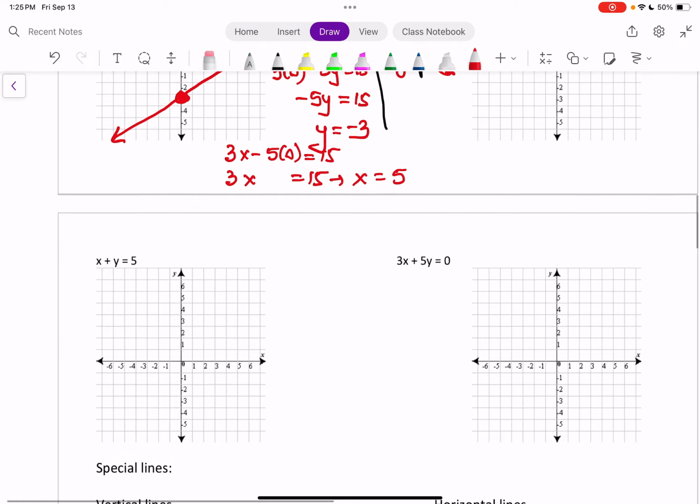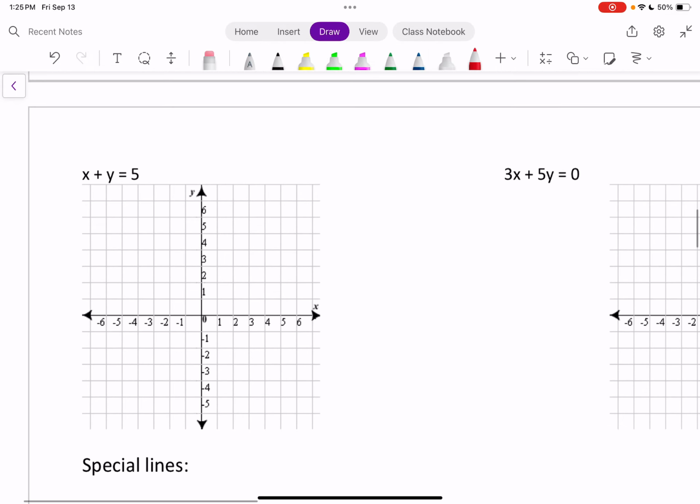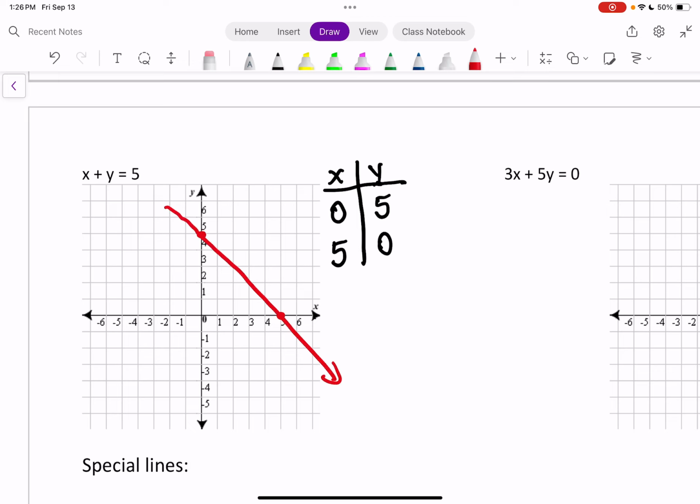So let's practice a couple more. Again, you're welcome to stop the video and try yourselves. This one's really easy, the one I'm making you try yourself. If x is 0, 0 plus 5 is 5. And if y is 0, then x is 5. And there it is.